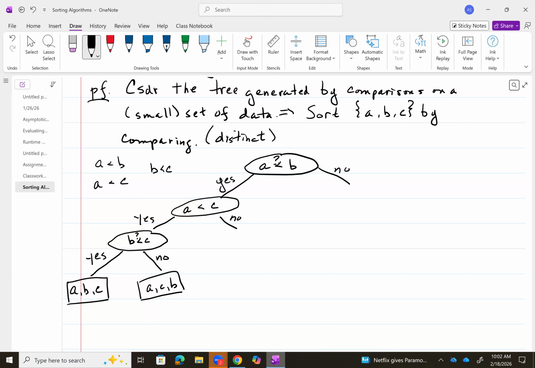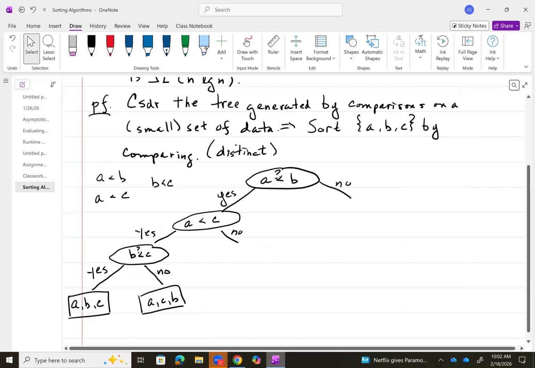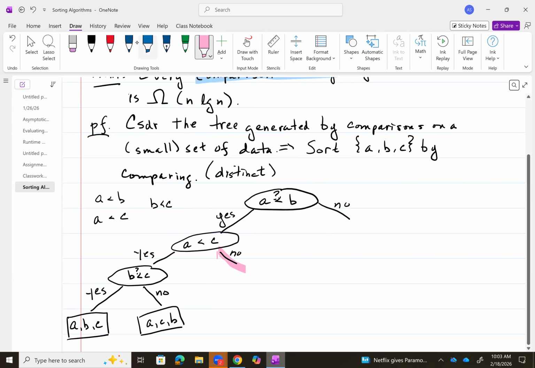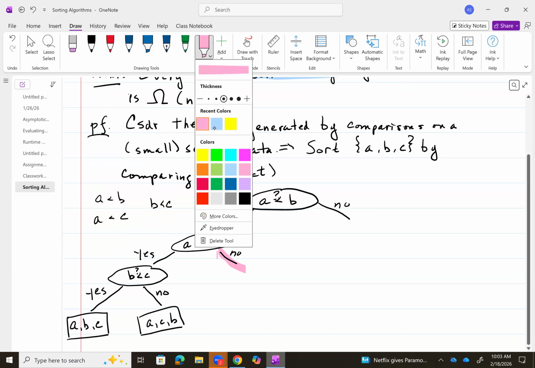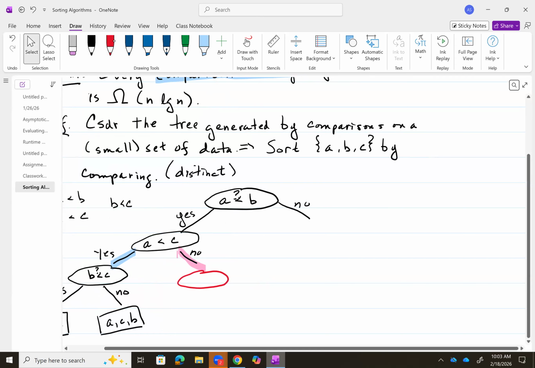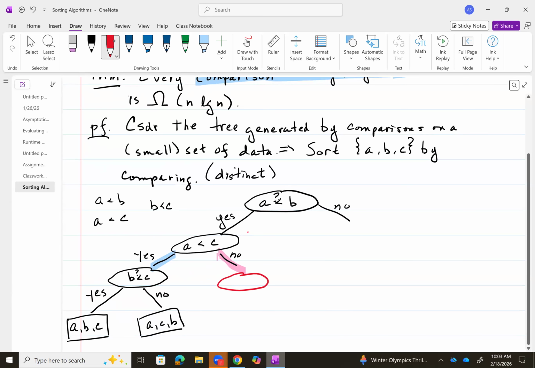All right, if A was not less than C, so let me come down this side now. So if A was not less than C, what's my next question going to be? So now I know A is less than B, but C is less than A.